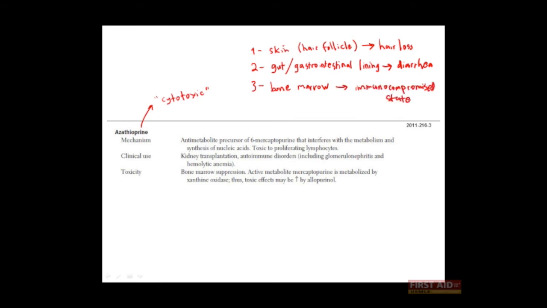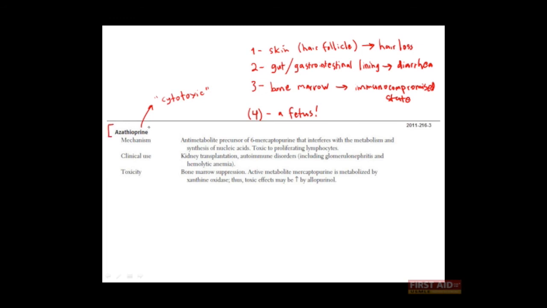Can you think of a fourth rapidly dividing tissue which these drugs could affect? If you're thinking of the fetus, you're absolutely right. The fetus, of course, begins as a ball of rapidly dividing cells, and hence any woman who's about to be started on a cytotoxic drug requires a pregnancy test.